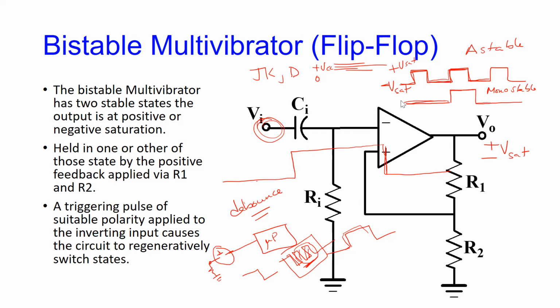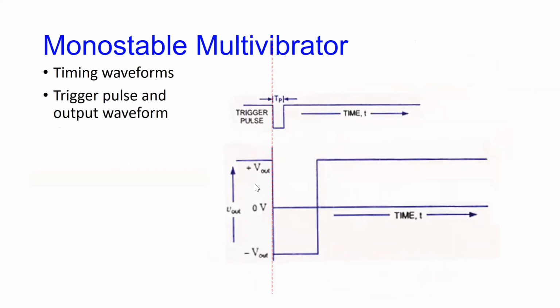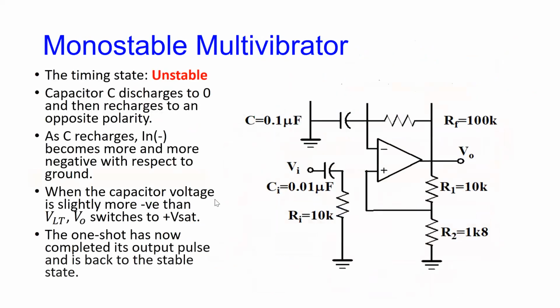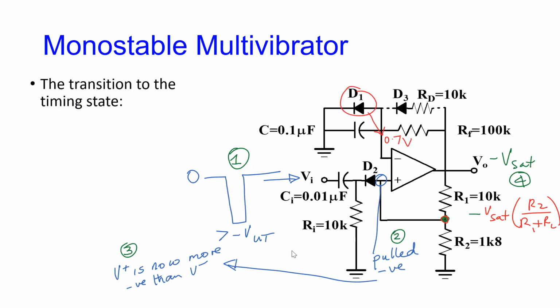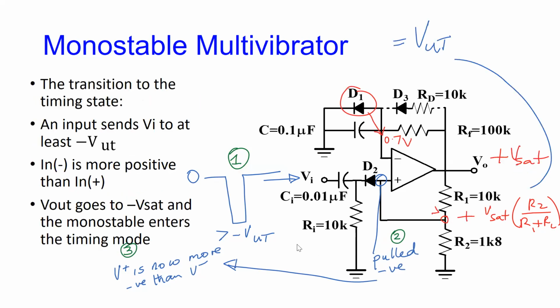So for the bistable, the input could either be positive or negative, right? And for the monostable, the trigger input has to be positive going negative. You have to give it a negative going signal. That's the trigger. So the trigger is a 0 to negative, or a positive to negative, whatever it is.